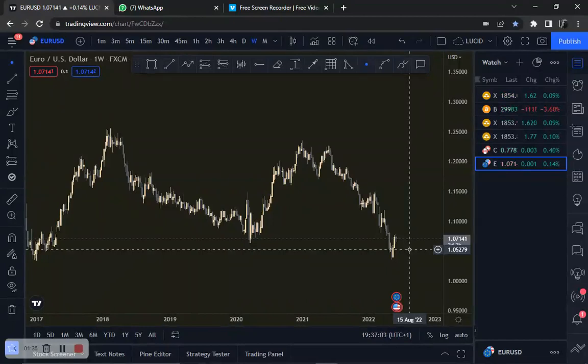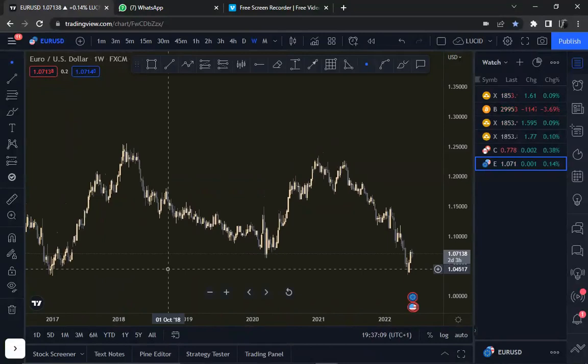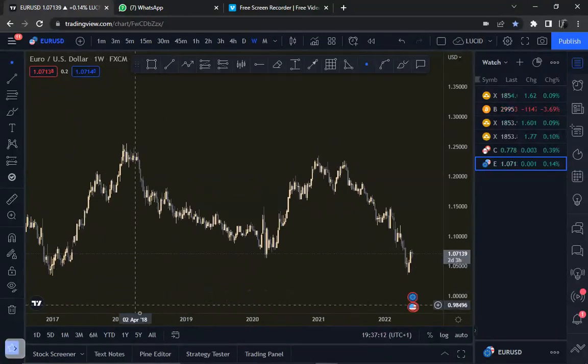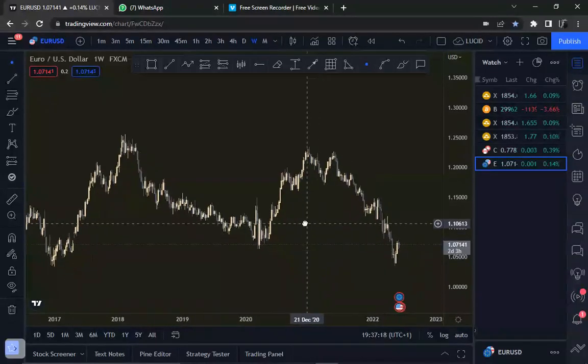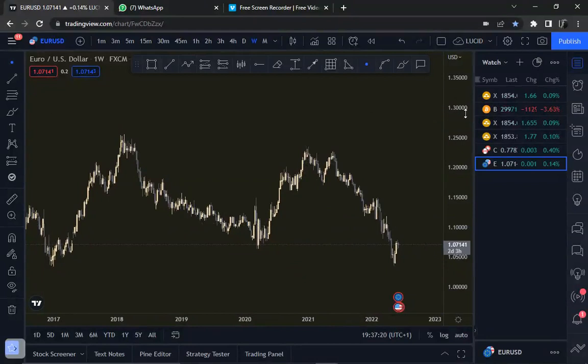Anyways, let's move on with what we have. In this video, I'd like to teach you guys what order blocks are and how to map out these blocks on the chart.